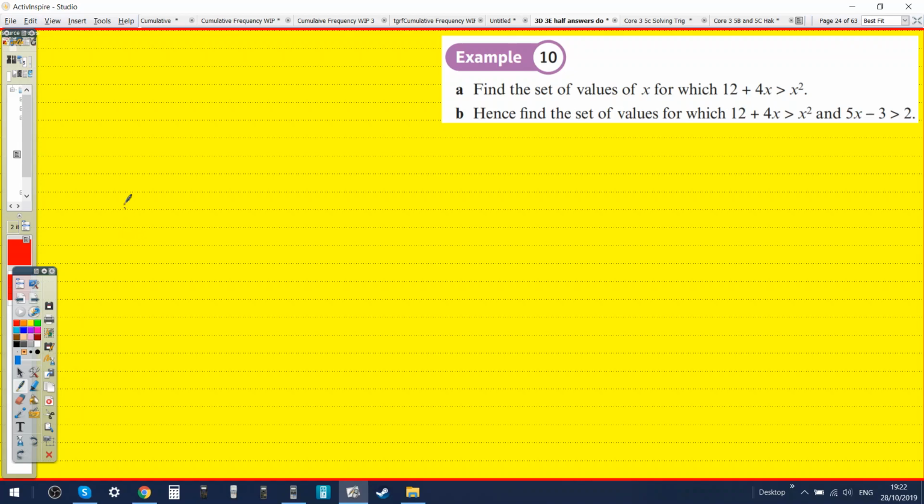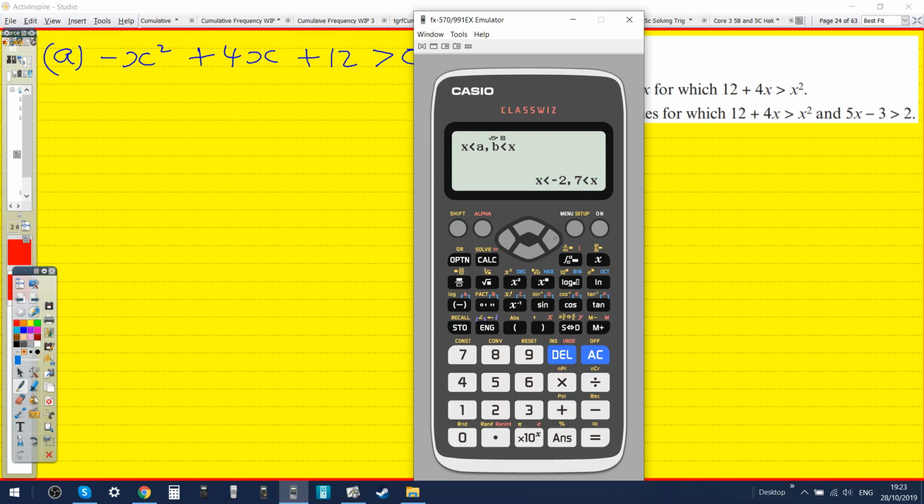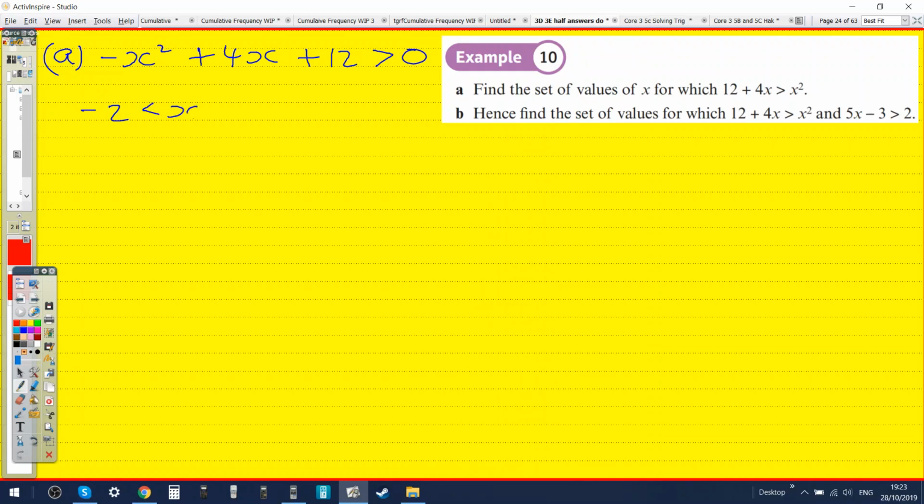Okay, this is a good one. Let's try it. Question A. So A is minus x squared plus 4x plus 12 is greater than 0. Mm-hmm. And then that'll be minus 4. And then it gives me minus 2 is smaller than x, which is smaller than 6. Mm-hmm. Part B.